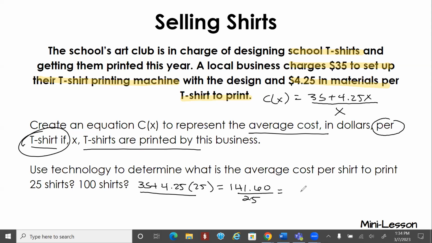141.60. 4.25 times 25 plus 35. Oh, okay. My bad. If we divide by 25, we're going to get $5.65. If we plug in 100, we're going to get 35 plus 4.25 times 100, divided by 100. And that's going to give me $4.60.